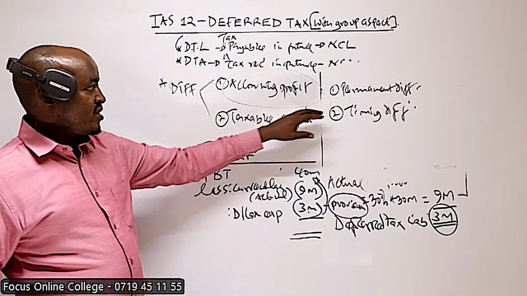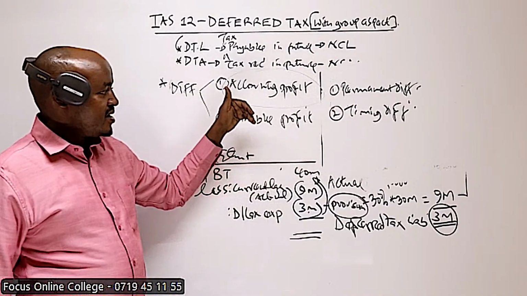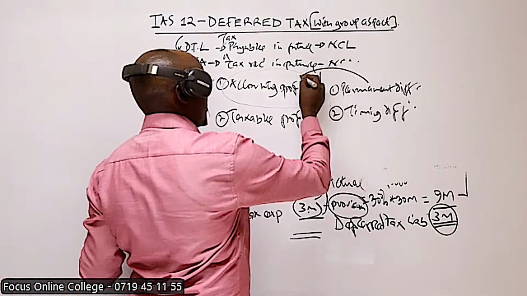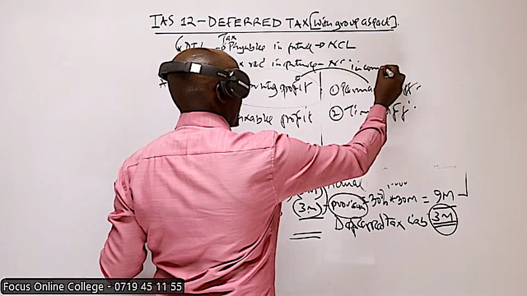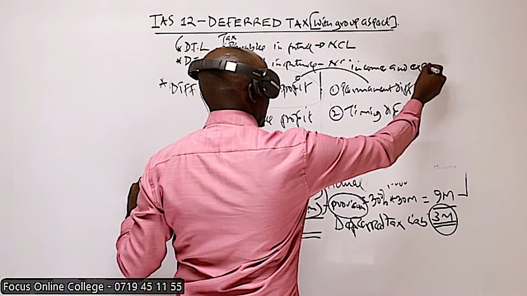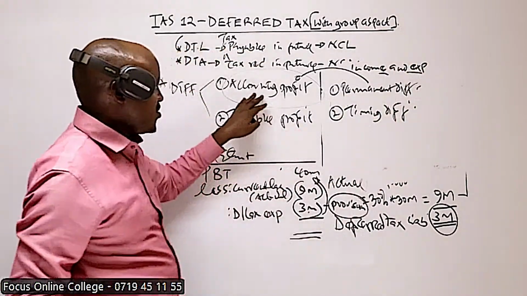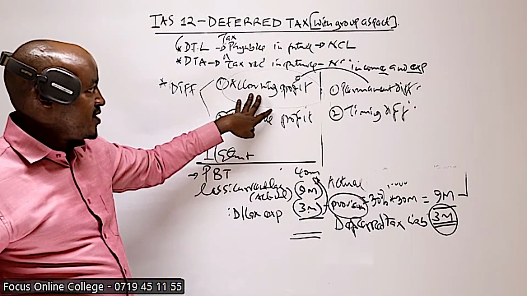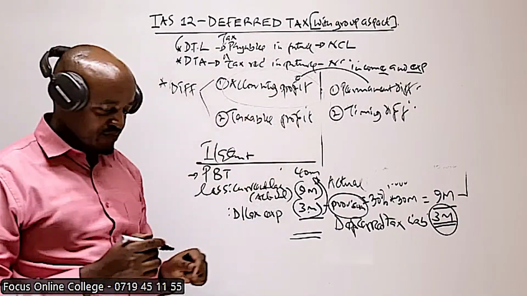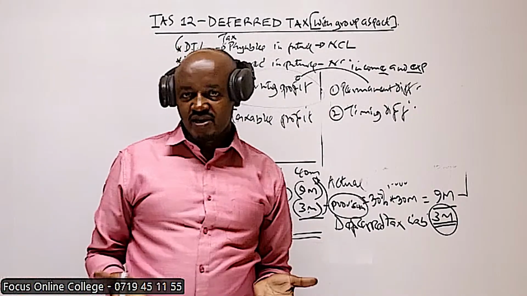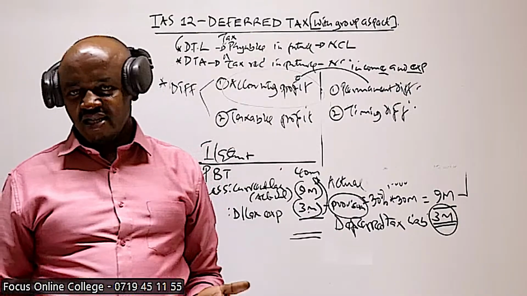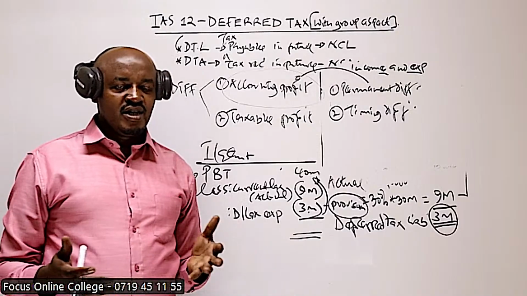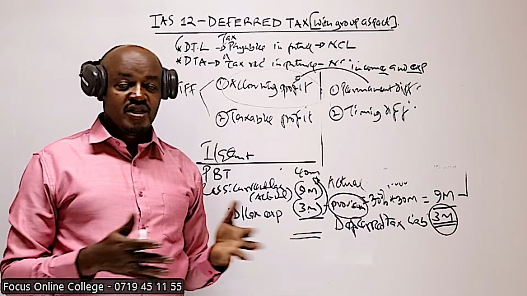So this one is caused by taking into account certain items of incomes and expenses only in the computation of the accounting profit, but those items are not taken into account in the computation of taxable profit. And automatically you know which are these items. Which are these items of incomes and expenses? These items are non-taxable incomes and disallowable expenses or non-deductible expenses.